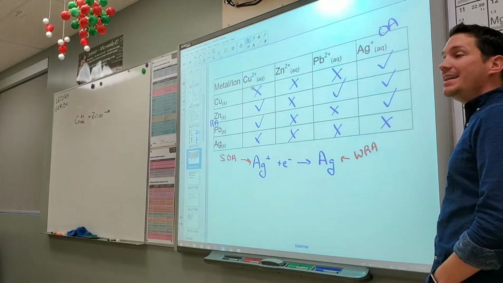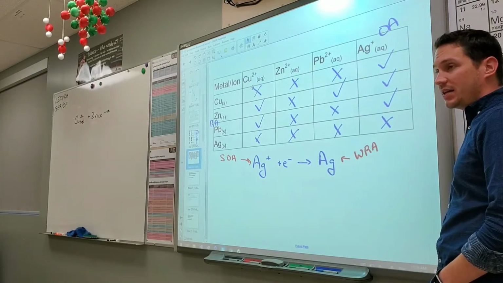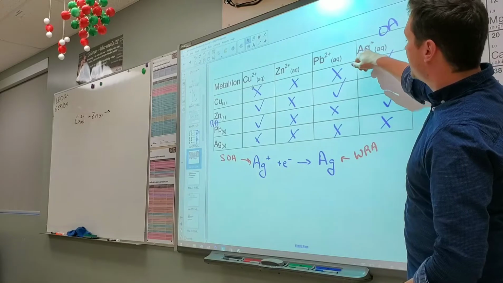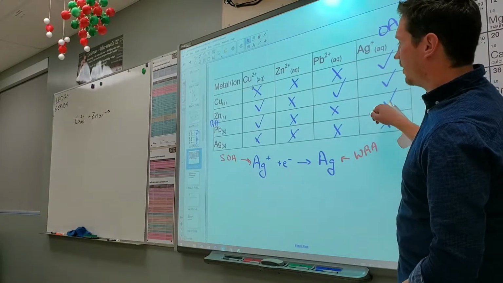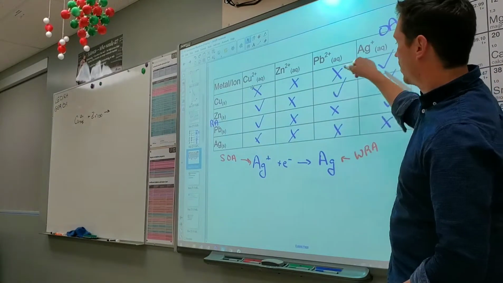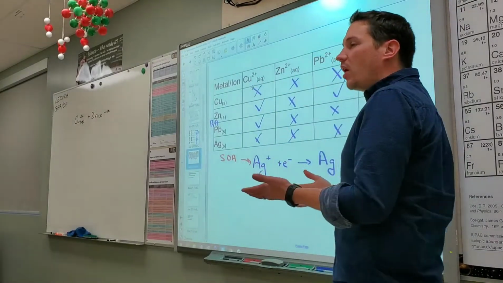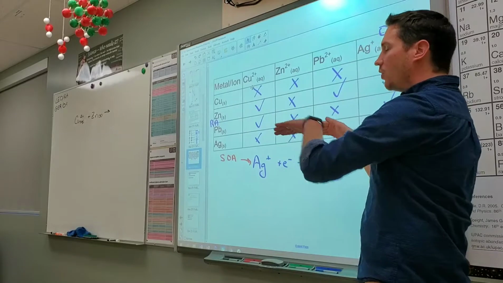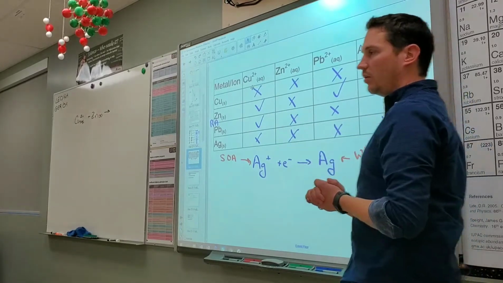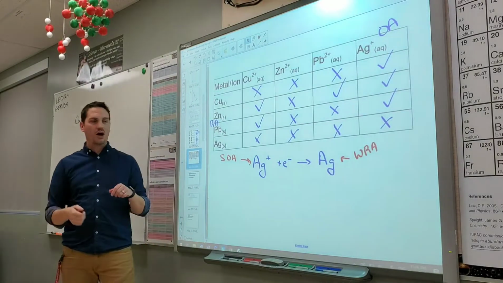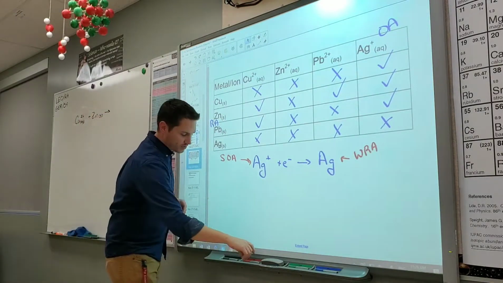Then what's my next strongest oxidizing agent? Copper ion. When I look, the silver ions win 3 battles. What's the next strongest oxidizing agent? The copper. So where would we put copper? Would we put copper above or below the silver? We'll put it below, because in the interaction between silver and copper, silver wins the battle for the electrons.